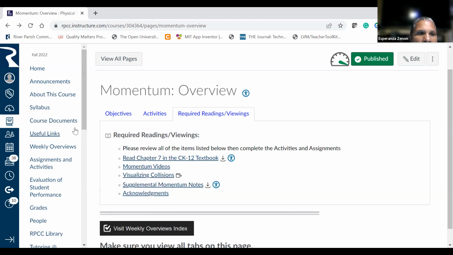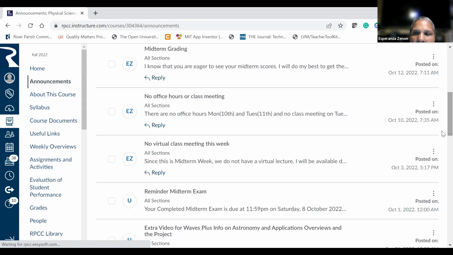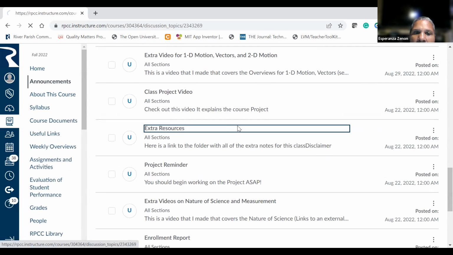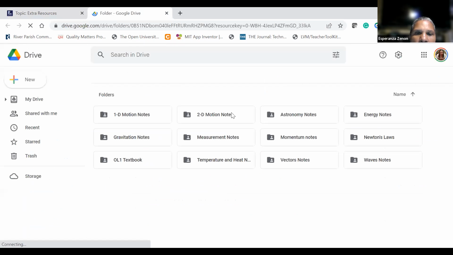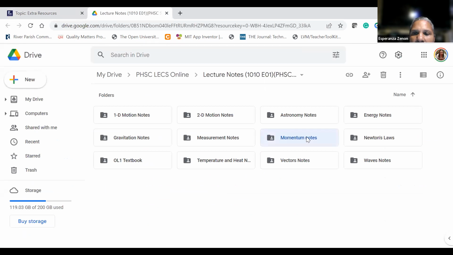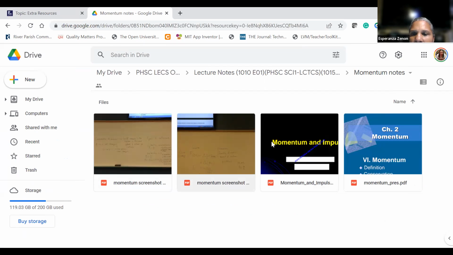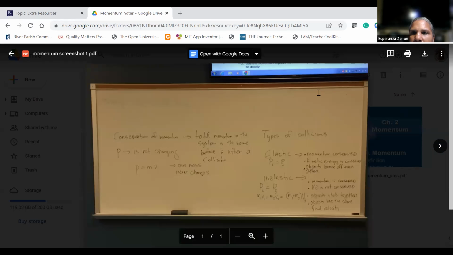So what I want to do now is go under the announcements, and bring up our extra notes, okay? Extra resources, right? So if you click on the link, it will open a folder, and you will have access to momentum notes. Now, the nice thing about this is that there are some really nice problems worked in these packets. This screenshot basically is like a summary.